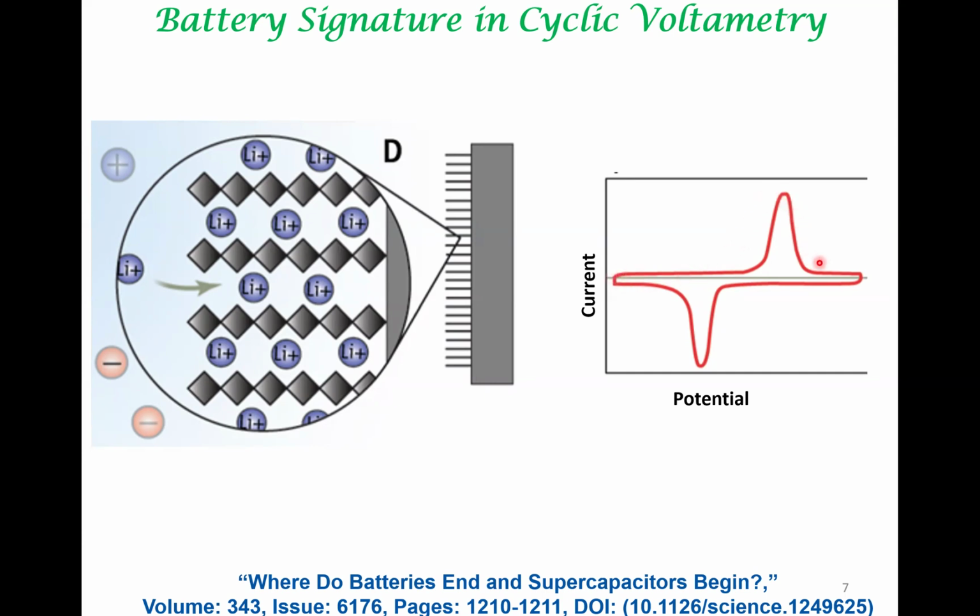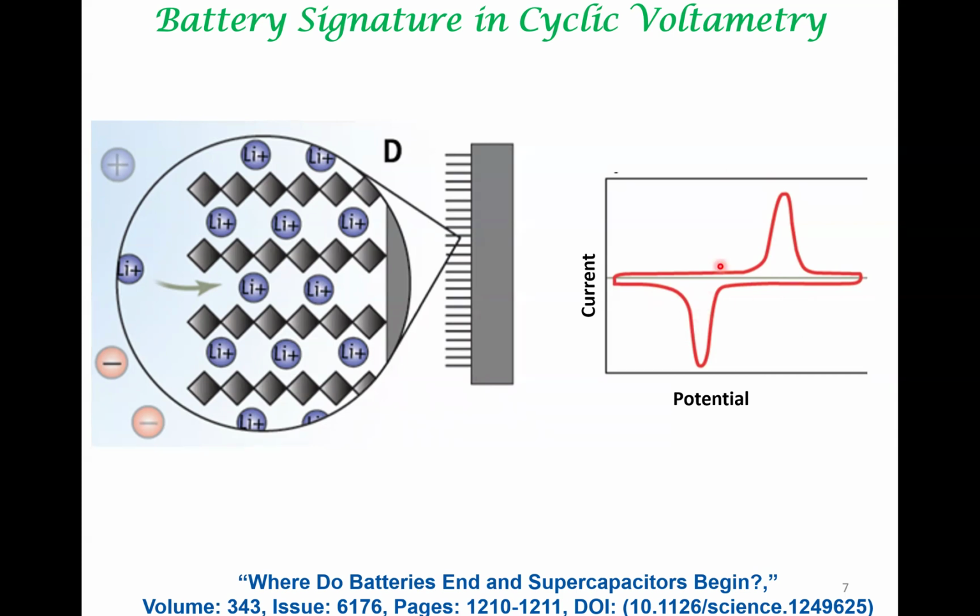Notice that this can be fairly reversible. If the structure does not change dramatically, then you can do this multiple times, and with each cycle, the cyclic voltammetry signature will predominantly be the same. That is, the magnitude of the current will not change if the structural changes are insignificant. And if the structural changes are insignificant, the number of cycles that are possible is also large.